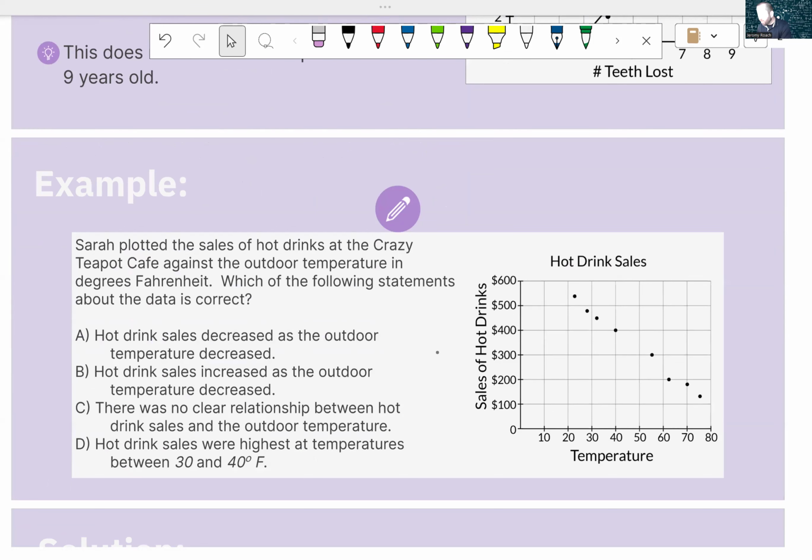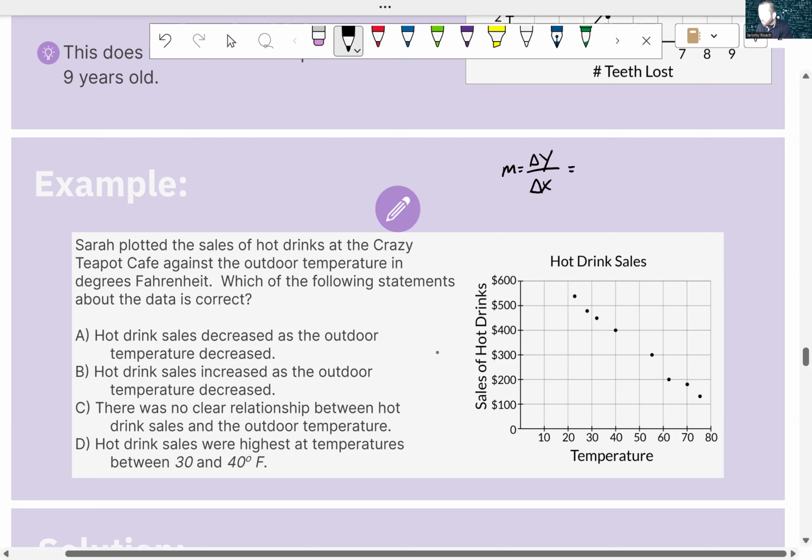Is the X axis increasing as we go left to right? It normally does. It is. And the sales of hot drinks, the Y axis, is increasing as we go up. It normally does. So now let's take a look at what's happening here. As the temperature goes up, what's happening with the sales of hot drinks is as X increases, Y is decreasing. And really, I should have said it like as Y goes down, because we write our slope like change in Y over change in X.